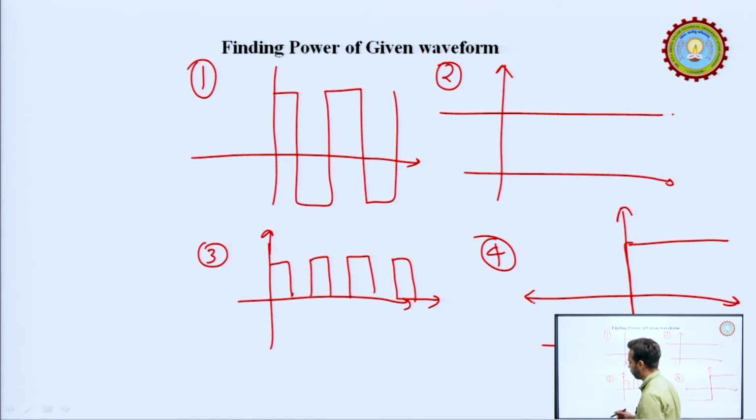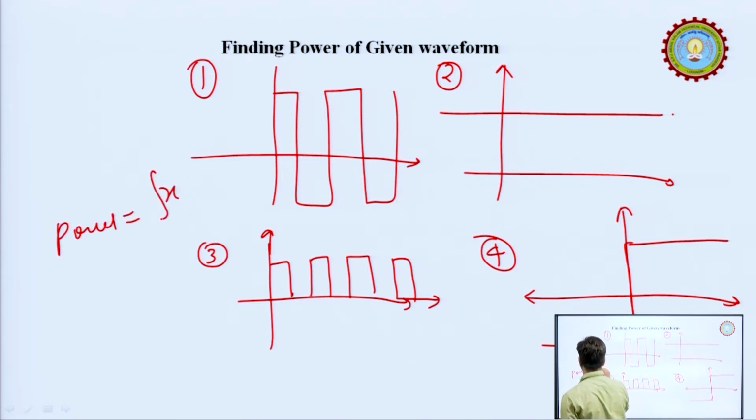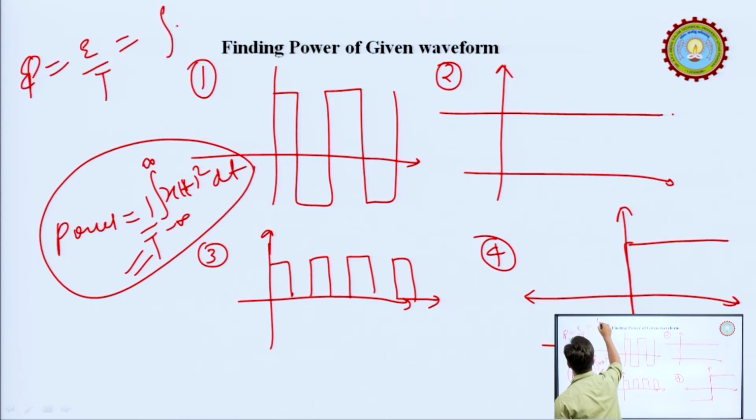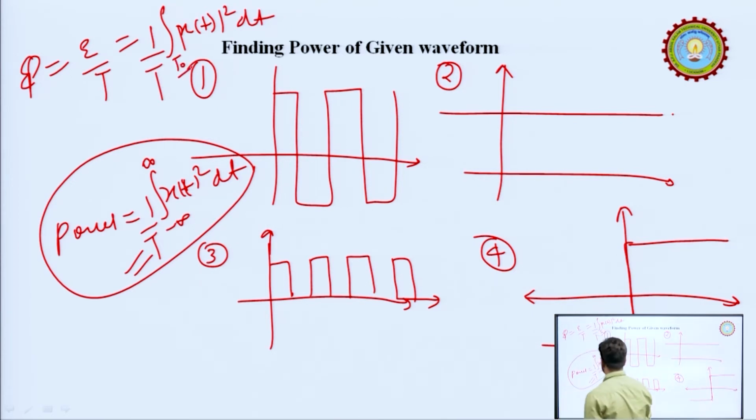So, what is the formula for power? Power is 1 upon T, integral from minus infinity to infinity of x(t) square dt. Okay. So, this is the value for power. Power is basically what? Energy upon time. So, energy is what? Integral of x(t) square dt, upon 1 upon T. This will be the duration, T naught duration. So, this is power.